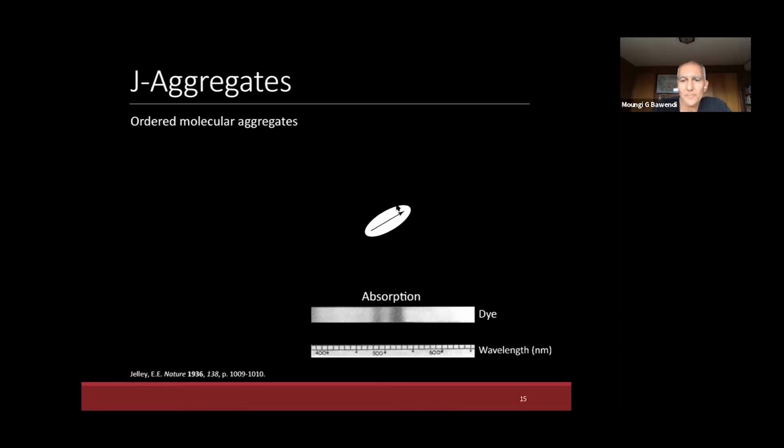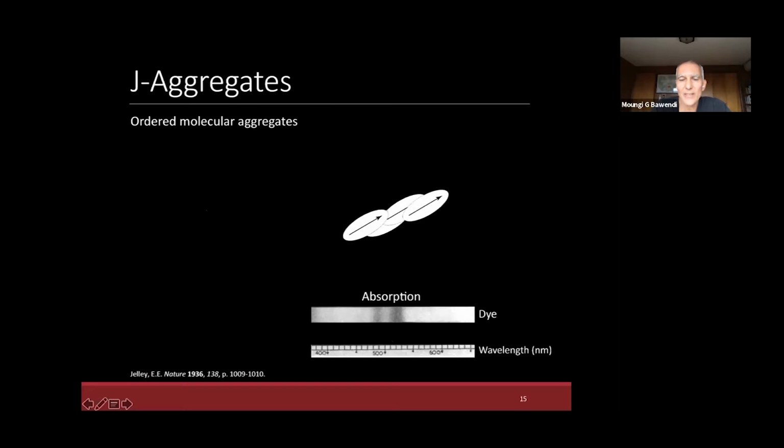And that's why they call them J aggregates. J is from Jelly. If you take an organic dye molecule, the arrow here is for the transition dipole moment from the ground state to the excited state. And it might have an absorption spectrum. This is from his paper in 1936, which is broad.